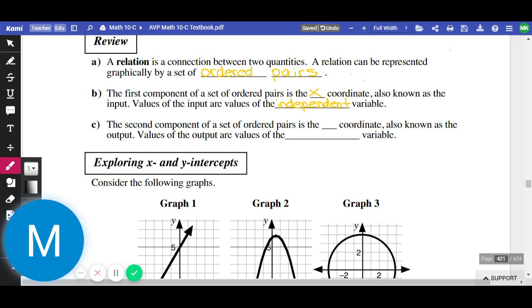The other coordinate on an ordered pair is the y-coordinate. So the second one in an ordered pair is y. The y is known as the output, or like the vertical one on a graph. Right? And the output is known as the dependent variable. That's just a review of some definitions, stuff we did yesterday, right? Nothing too exciting. All right, let's get into X and Y intercepts.